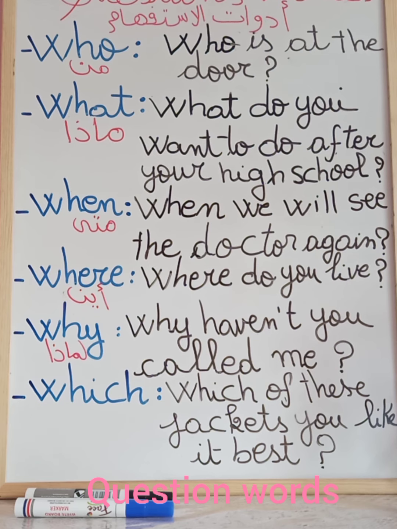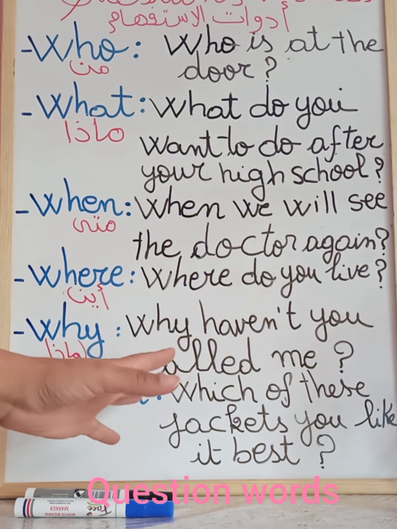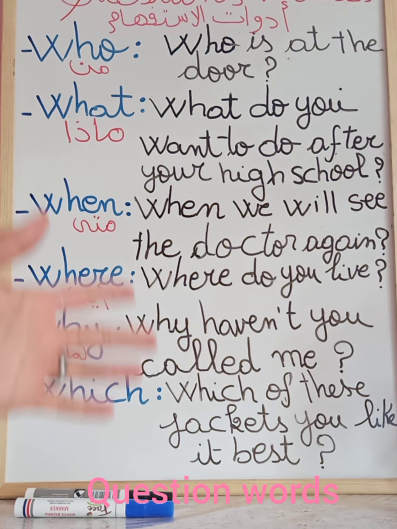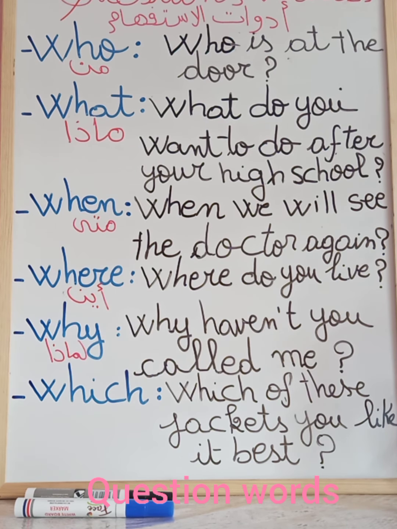So to add something for this question word, when we have the question with why, we should start our answer with because. So for example, why haven't you called me? Because I was so busy. So why, it means لماذا.